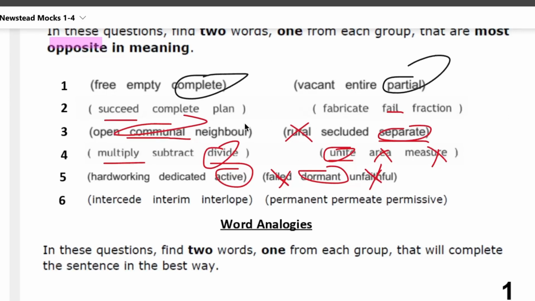And question number 6, we have interlope, intercede, interim, permeate, permissive, and permanent. And permissive, I can see already doesn't have really that much of an antonym in these words. To intercede is sort of a synonym over here, where permeate and intercede sort of mean to go into. However, interim and permanent, I can see interim sort of means a partial agreement or a small amount of time or a temporary period, whereas permanent means the exact opposite. It means forever or always there.